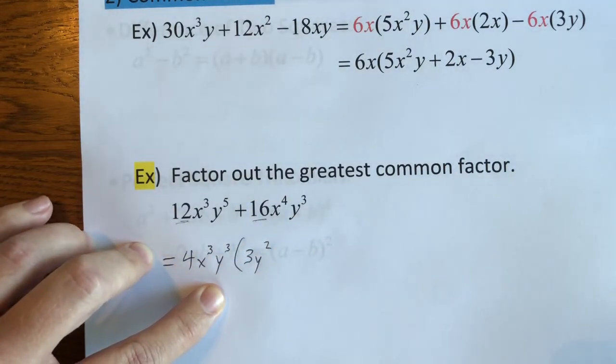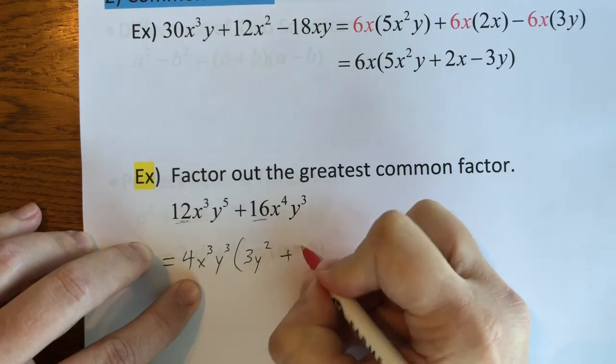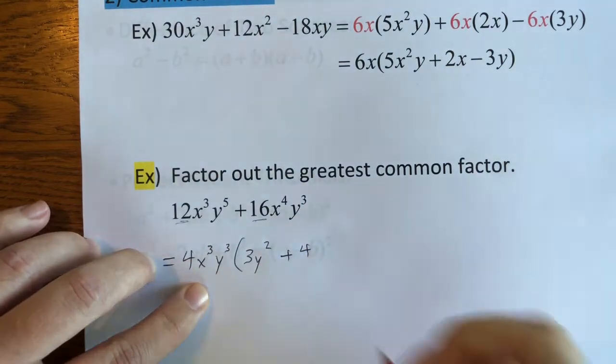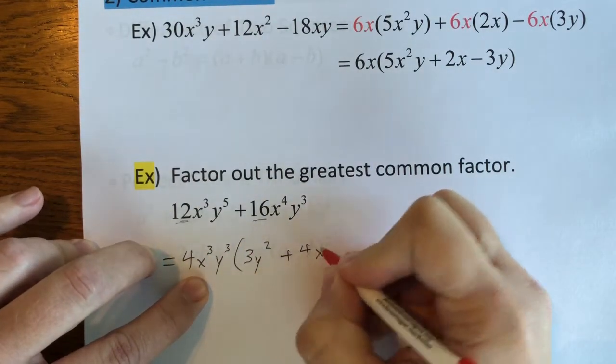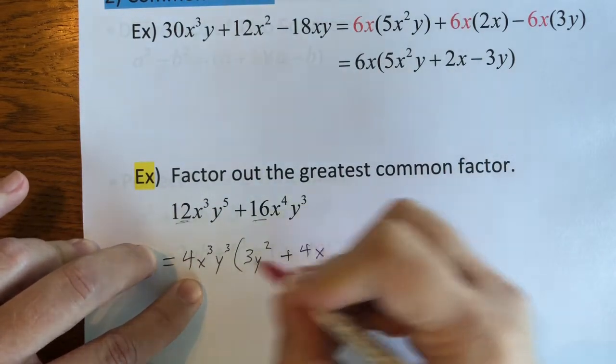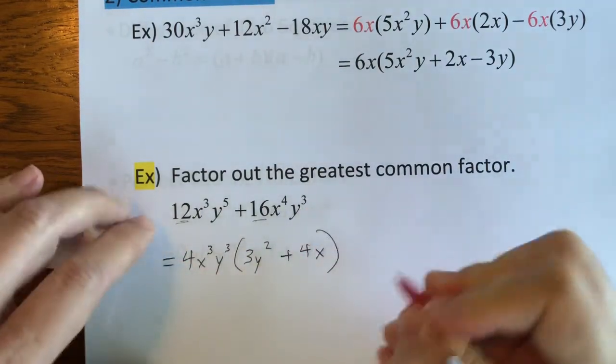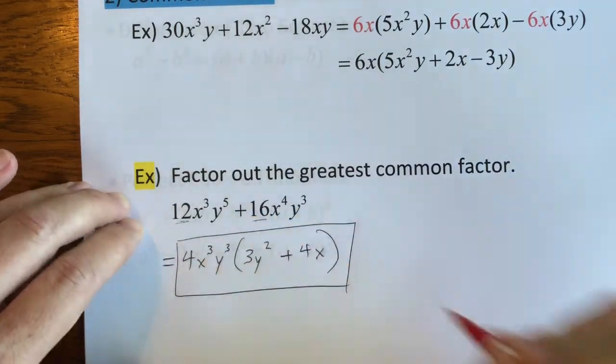And then plus, well, 4 times what gives you 16? That's 4. X cubed times what would give you x to the 4th? Well, that would just be an x, right? X cubed times x would give you x to the 4th. And then y cubed, we already have it, so we're finished. We factored out the GCF.